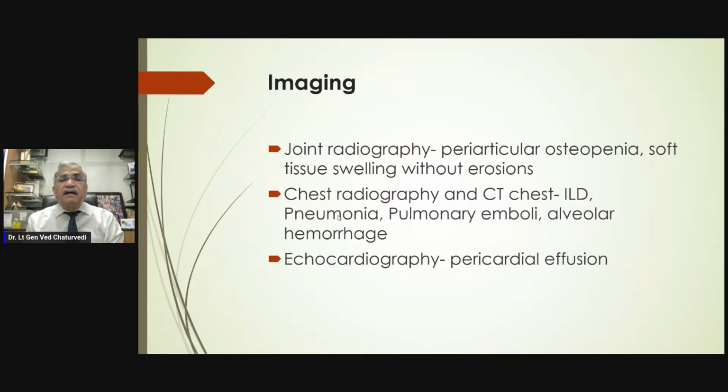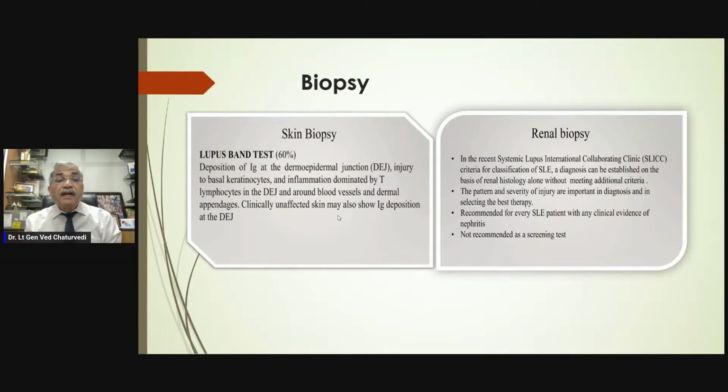Imaging depends on which organ is involved. You can do X-ray chest, echo, or joint radiography. Biopsy, of course, skin biopsy and renal biopsy, is important.